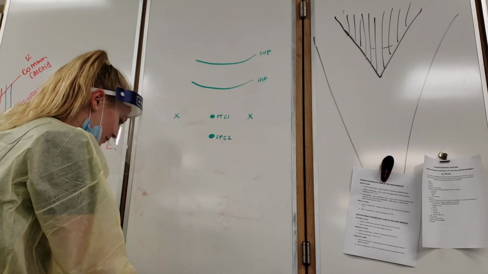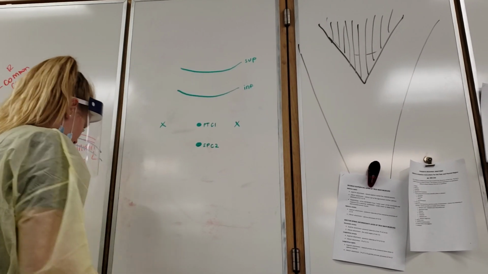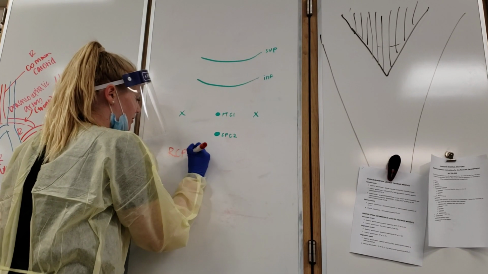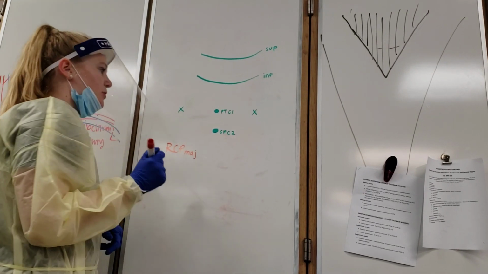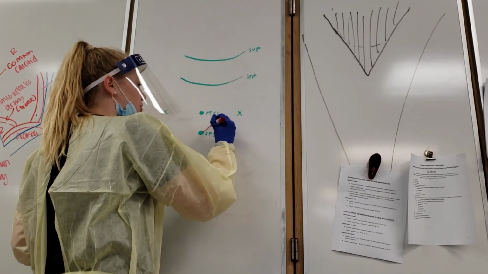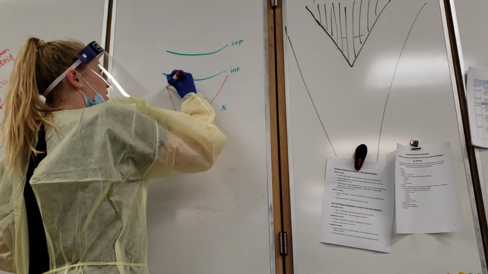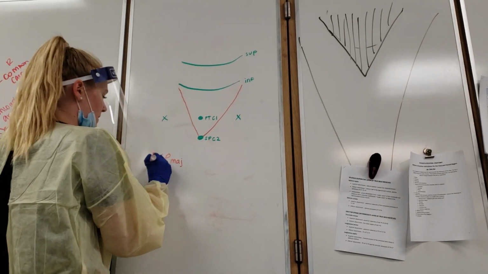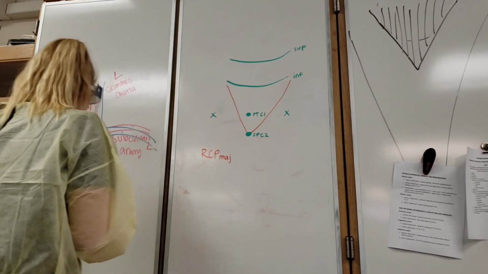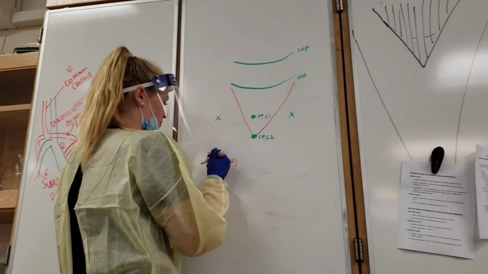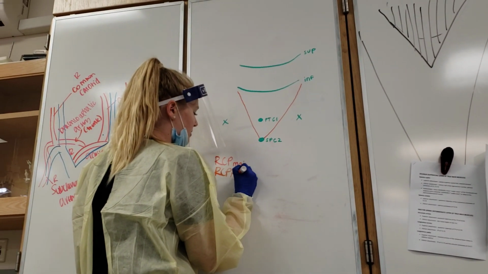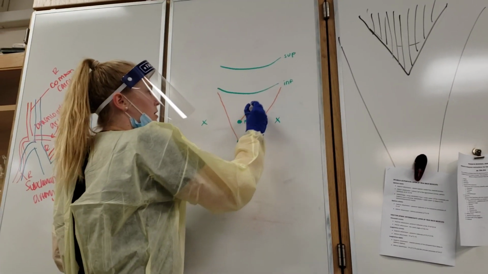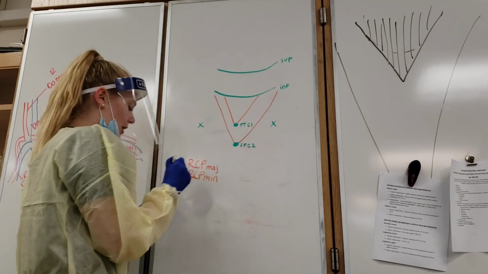So I'll use this red marker and this will be the rectus capitis posterior major. So that goes from the spinous process of C2 laterally on the inferior nuchal line. I'll use this orange marker, and this will be the rectus capitis posterior minor, and so that goes from the posterior tubercle of C1 more medially on the inferior nuchal line.